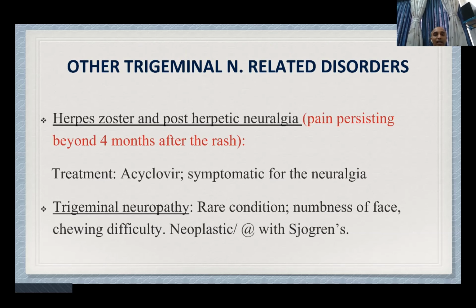So after trigeminal neuralgia, there are other neuralgiform pains which can also come from the trigeminal nerve distribution. And the most common of this is the post-herpetic neuralgia, which is neuralgiform pain which is persisting beyond 4 months after the rash.